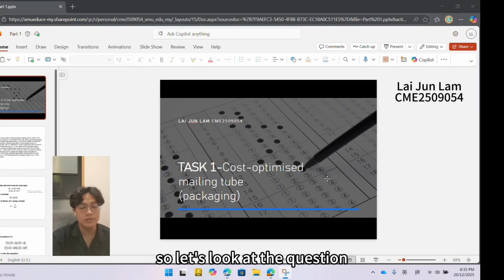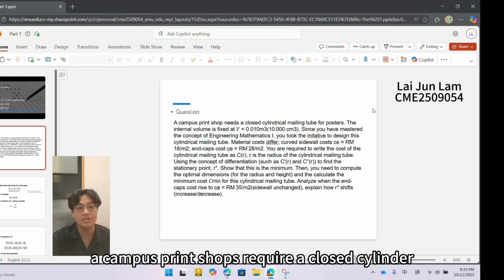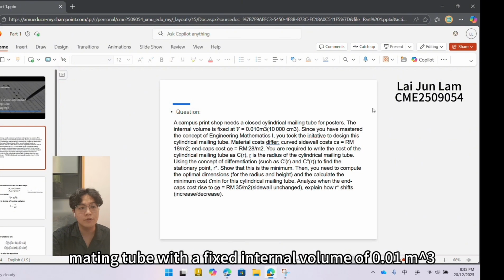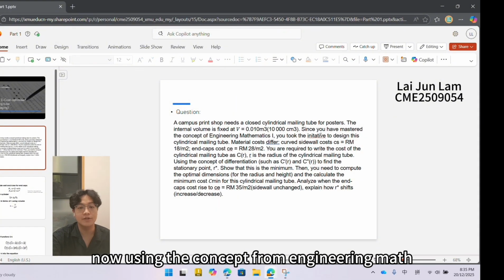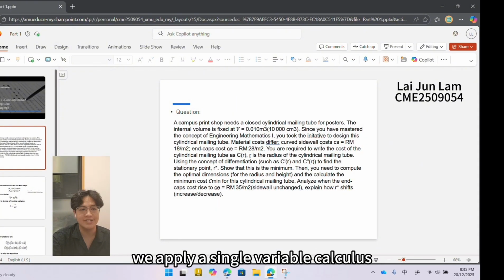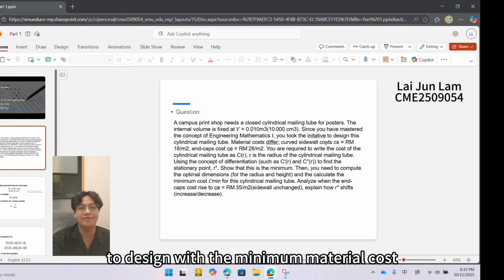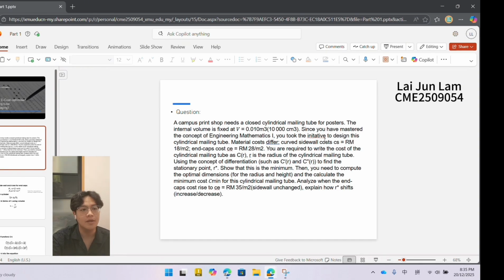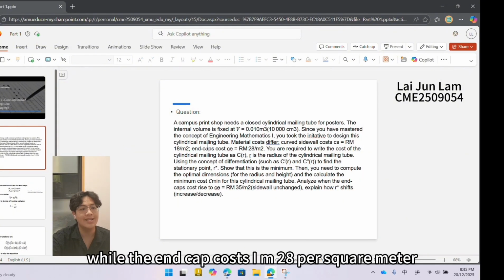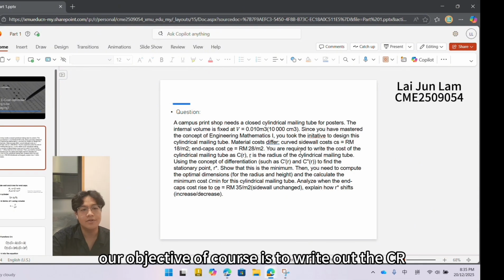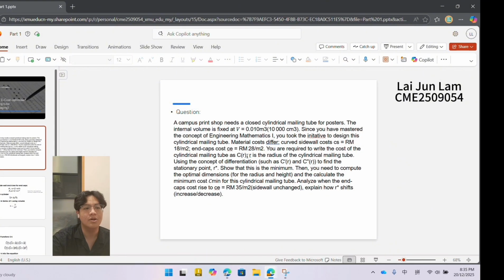So let's look at the question. A campus print shop requires a closed cylindrical mailing tube with a fixed internal volume of 0.01 m³, which equals 10,000 cm³. Now, using the concept from engineering math, we apply single variable calculus to design with the minimum material cost. The curved sidewall costs RM18 per square meter, while the end cap costs RM28 per square meter. Our objective, of course, is to write out the cost function C(r) with only the variable radius r.